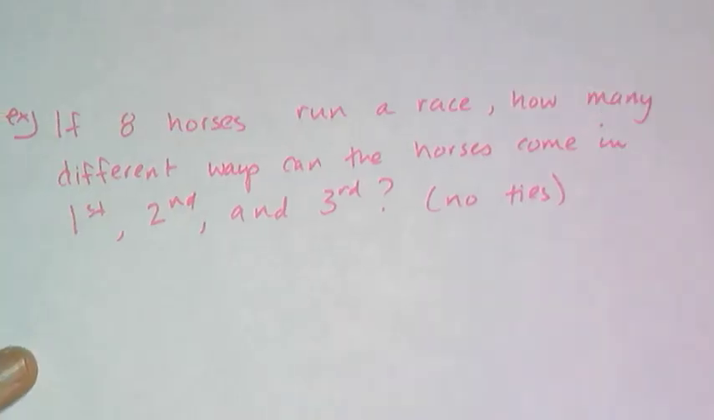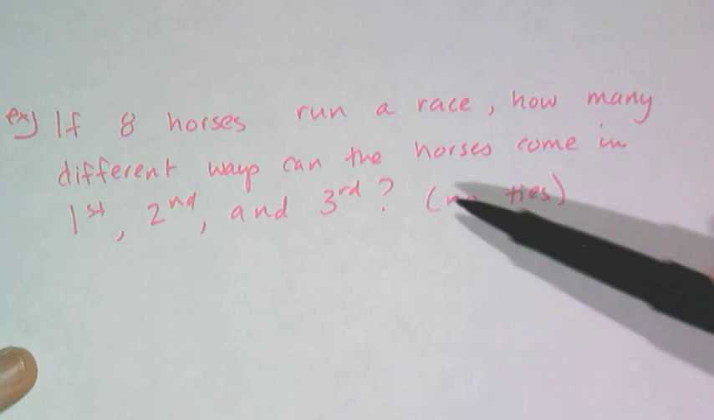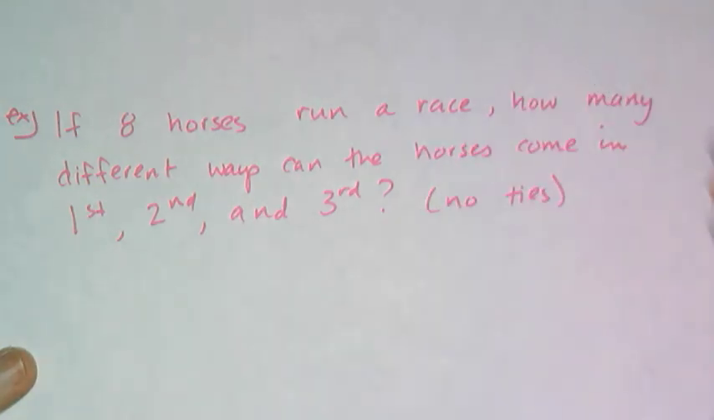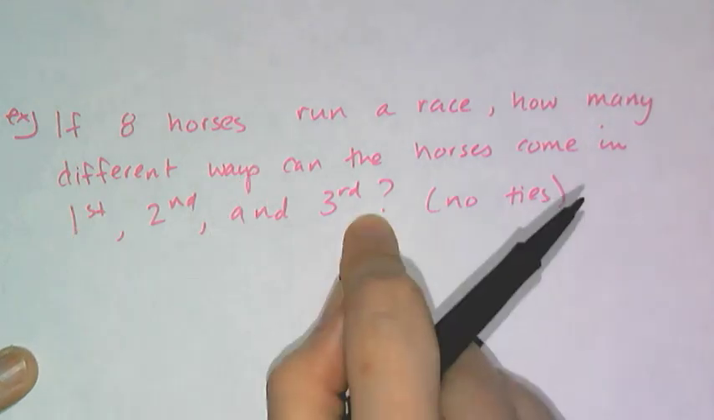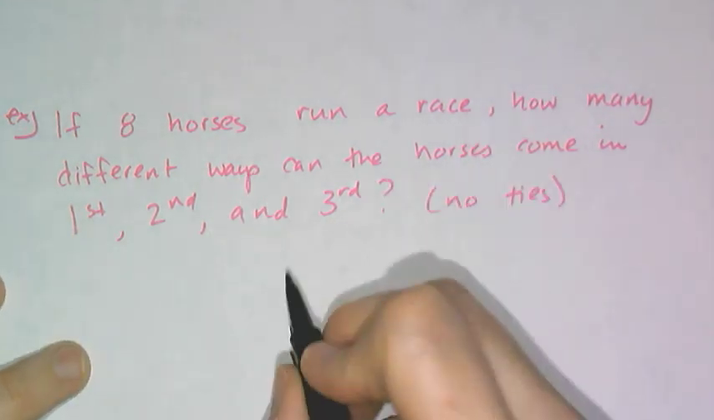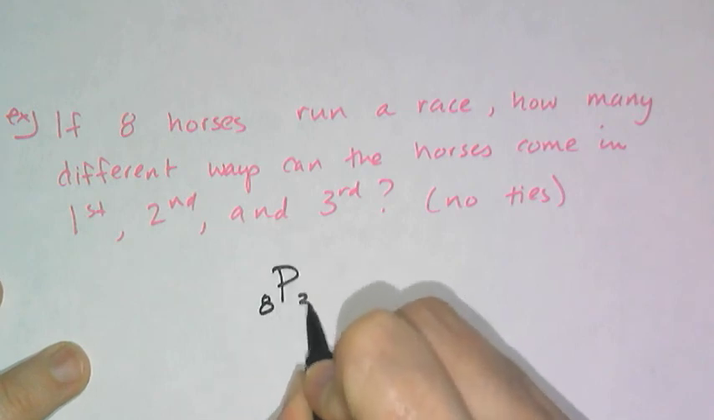Now, what about this problem? If 8 horses run a race, how many different ways can the horses come in first, second, and third? No ties. You can realize that, hey, order matters, so therefore I'm talking about a permutation. And so what you're looking for is a permutation of 8 items taken 3 at a time.